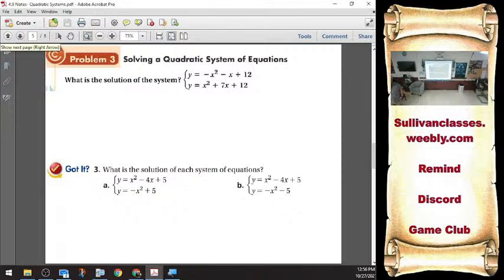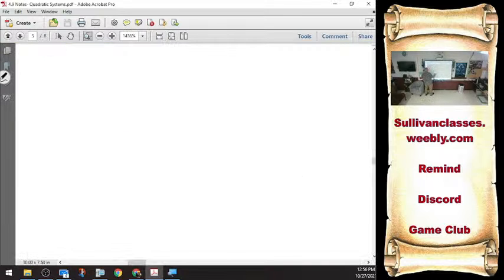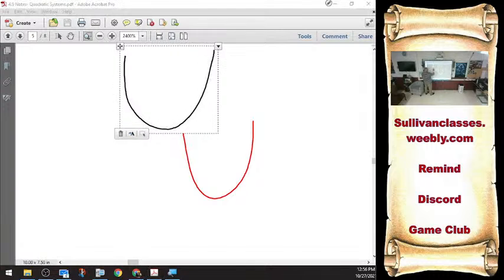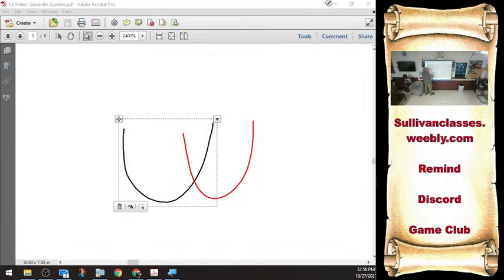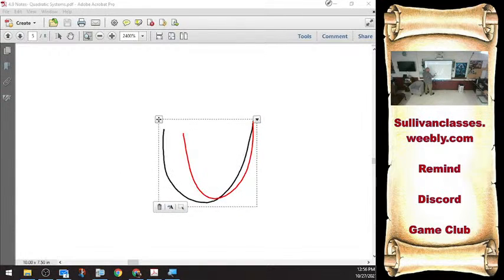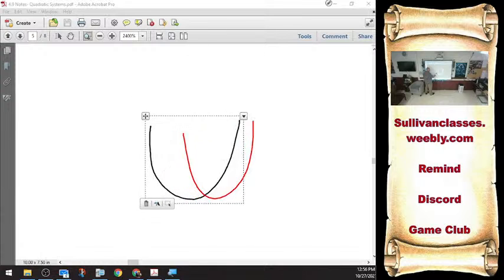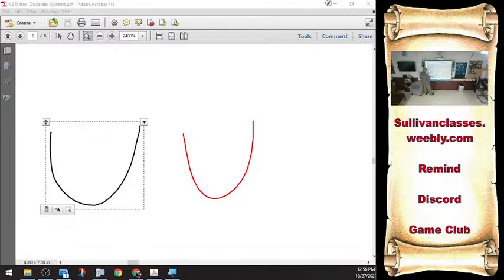Solving quadratic systems. Okay. If I've got a quadratic with a quadratic, the same thing can happen where here's parabola number 1. Here's parabola number 2. They could intersect in one spot. They could intersect in 2 spots. They could not intersect at all.